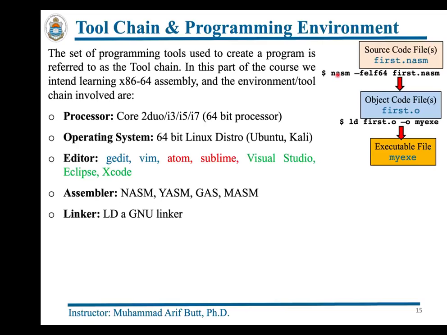Okay, dear students, once we have assembled the source code and generated the object file, the next task is to link. The linker we are going to use in this part of the course is LD, the GNU linker, which is the default backend of GCC as well. We can use GCC for linking purpose as well. Anyway, the output of this linker is the final executable, which is stored on the hard disk.